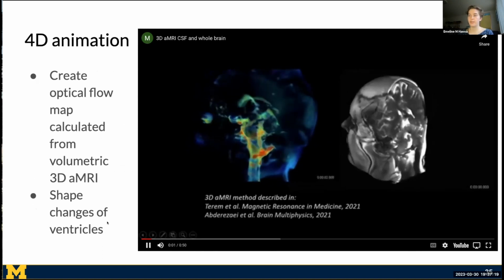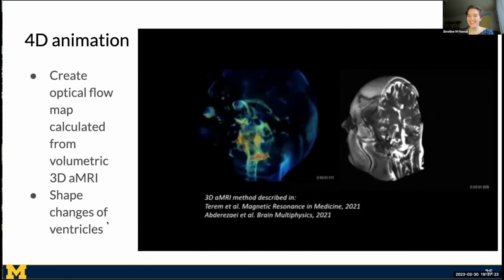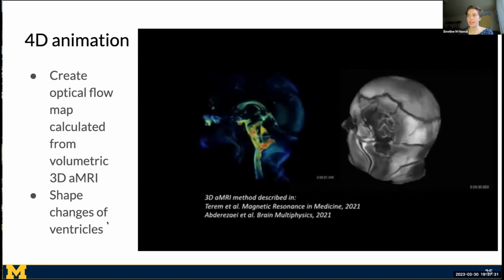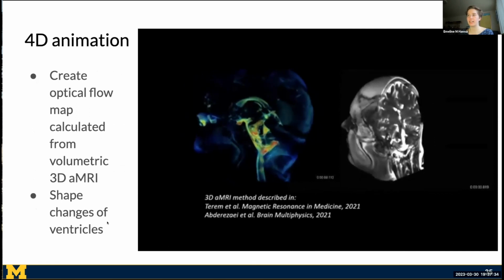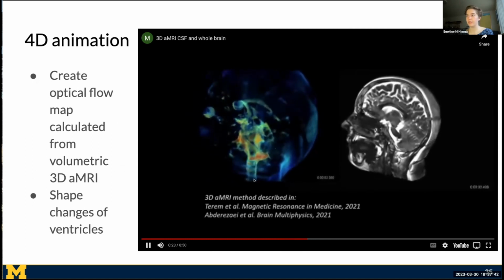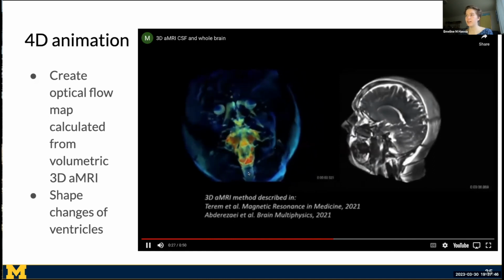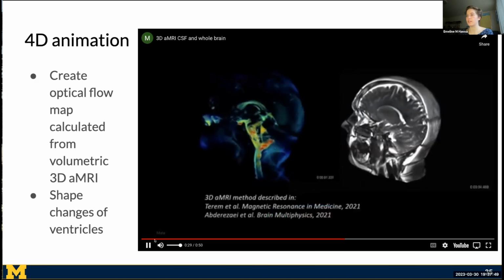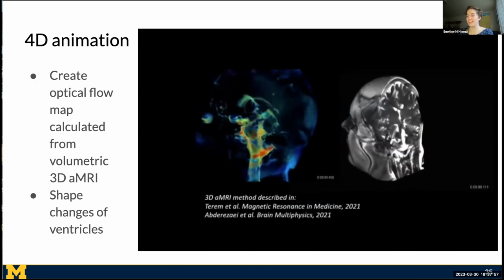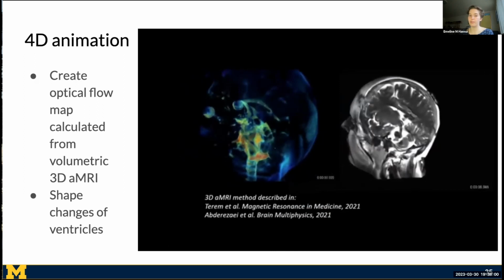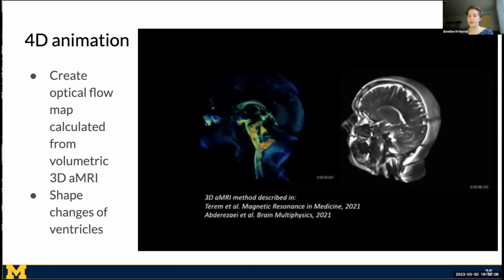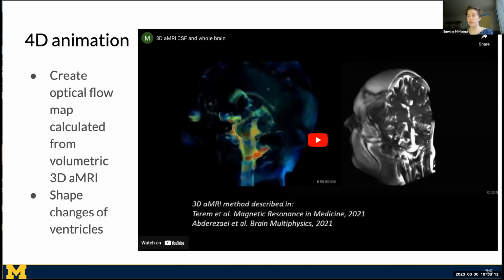Additionally, when you do 3D MRI, you can also do a 4D animation. From their 3D MRI data, they created this optical flow map of how the blood is moving over time, and they made it into this 4D image. Over here is a different way of visualizing the movement, and then they show it in multiple different directions. This animation allows you to show the complete brain tissue, and also the cerebrospinal fluid motion.